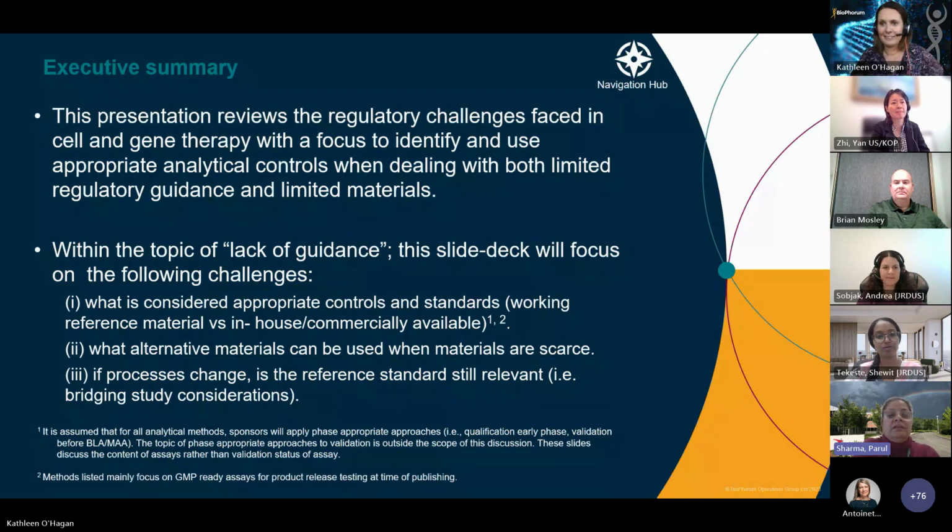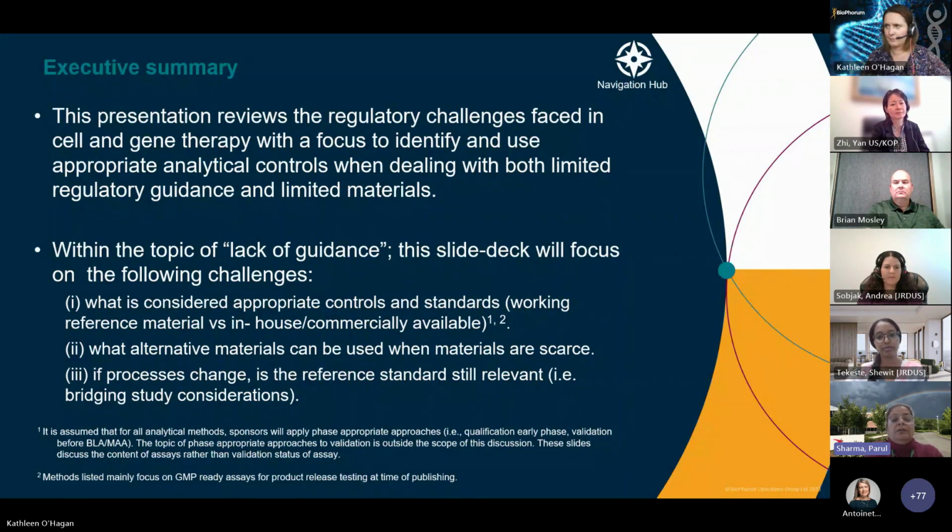Thank you all. This executive summary is, as Kathleen said, the summation of a lot of people working together. The presentation reviews the regulatory challenges faced in cell and gene therapy with a focus to identify and use appropriate analytical controls when dealing with both limited regulatory guidance and, per the nature of cell and gene therapy, limited materials. Within the topic of lack of guidance, this slide deck will focus on the following challenges.